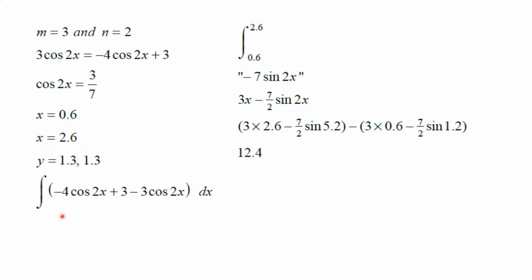So you're required to integrate -7 cos 2x + 3 between 0.6 and 2.6 as the limits with respect to x. When you integrate, your result will be 3x - (7/2) sin 2x. Once you get the integrated function, you substitute 2.6, minus, substitute 0.6 into the function, and your end result will be 12.4 units squared as the area between the two curves.